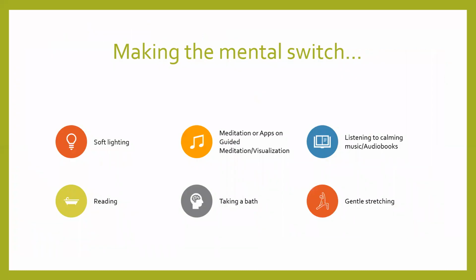So how do we make this mental switch? I talked a little bit about this. Soft lighting, of course, has a lot to do with circadian rhythms and cueing the body that the sun is about to go down. It's just this natural expectation that we've developed from the time that we were little, that when lights start to dim, it means the sun is going to bed, and then perhaps we should be as well.